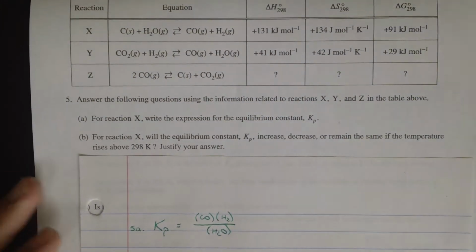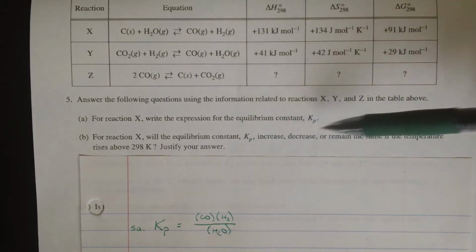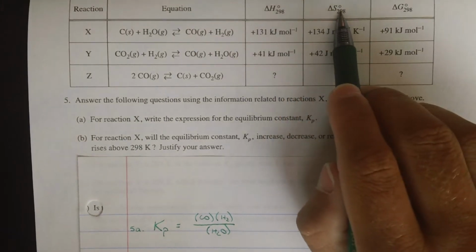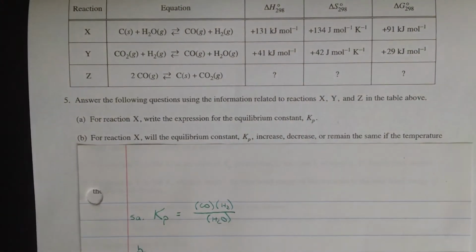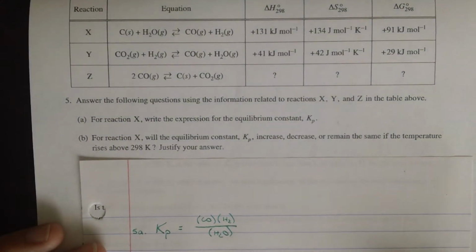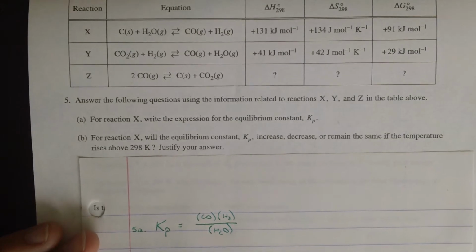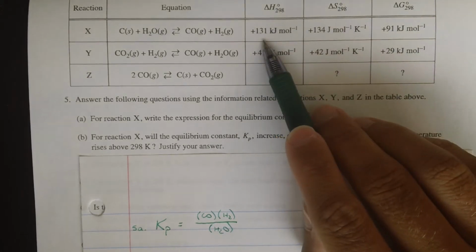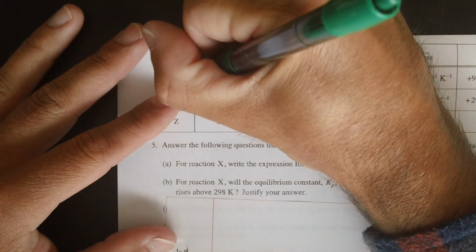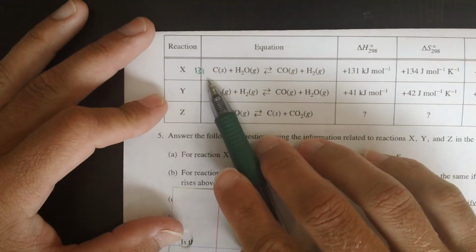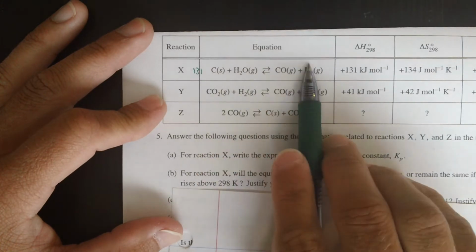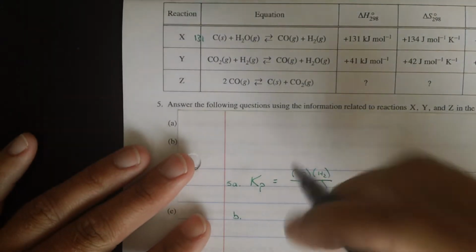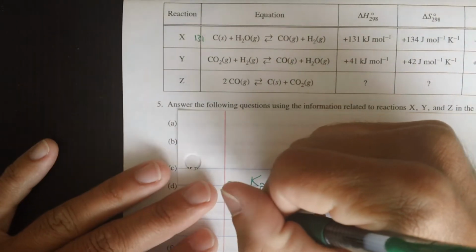Then B says, for the reaction X with the equilibrium constant Kp, will it increase, decrease, or remain the same if the temperature rises above 298? So these naught symbols all mean we're in standard conditions at 298 Kelvin, and they're asking, will this reaction, if we increase the temperature, shift right or left? And so when we look at this, this is endothermic, which means that heat is on this side of the equation. And so if we add heat, it's causing the equilibrium to shift across towards the product.